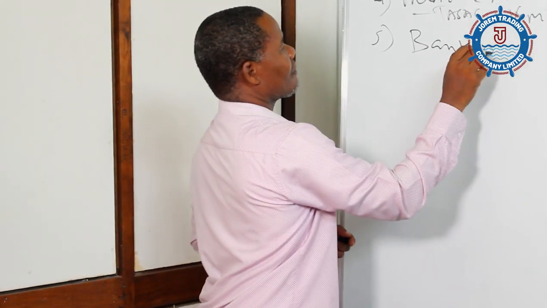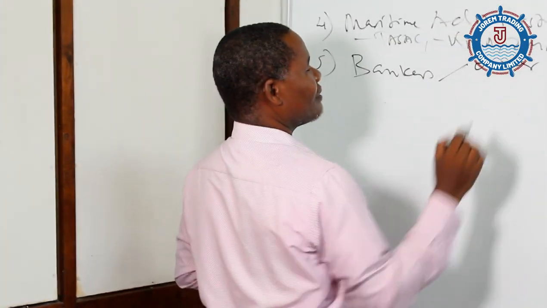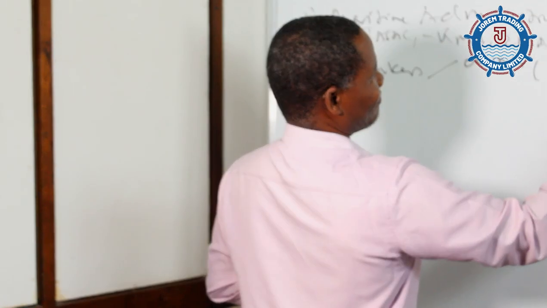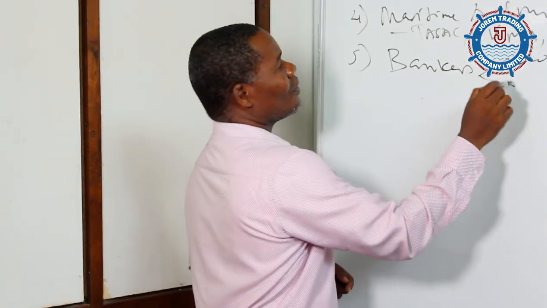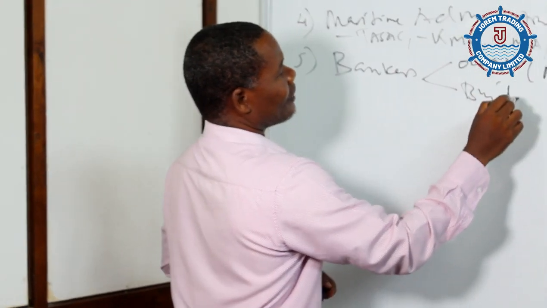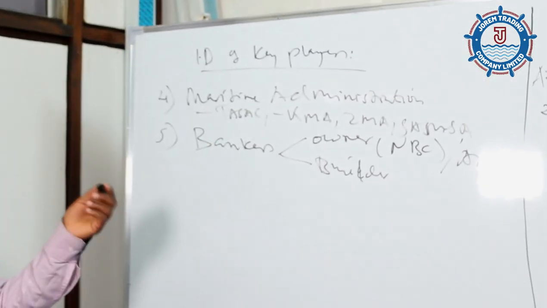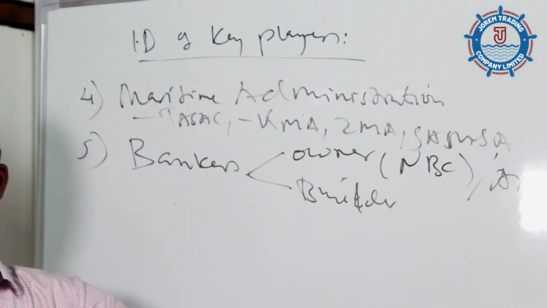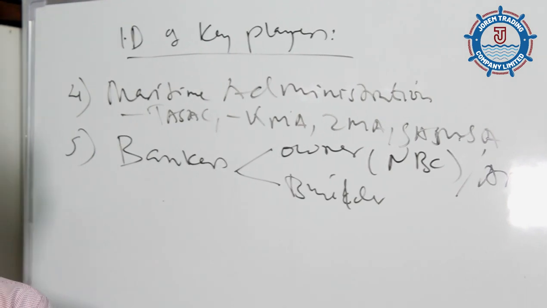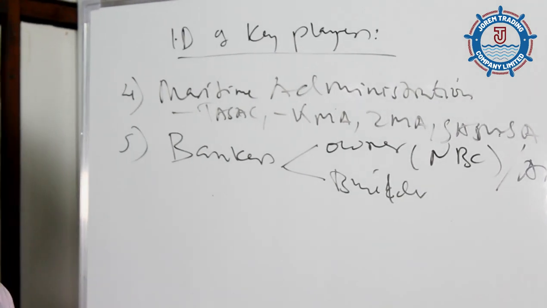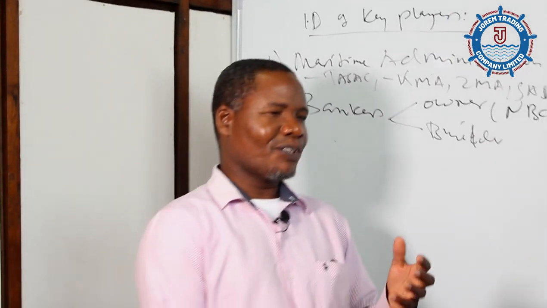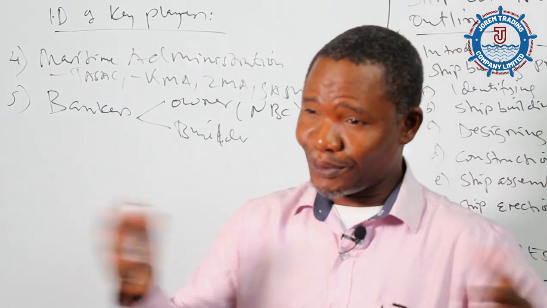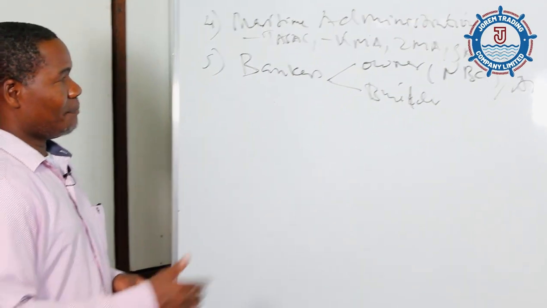Bankers. Either the owner might have taken a loan from a bank, probably NBC, because it's my bank, or Amana. Or the builder can also take a loan. The builder can be Songoro Marine or something, can take a loan also to construct a vessel. So bankers are also key players, and that's why when you're talking about blue economy, it's too wide. And when you're talking about shipbuilding industry, it is also too wide because it involves a big number of stakeholders.